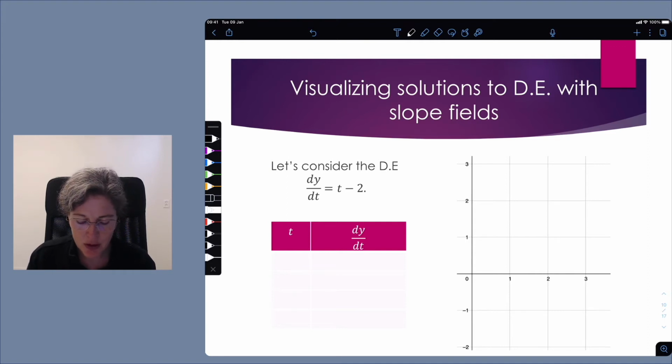We're looking at the differential equation dy by dt is equal to t minus 2. If we think about this in terms of the classification we've just learned, the highest order derivative here is 1, so this is first order.